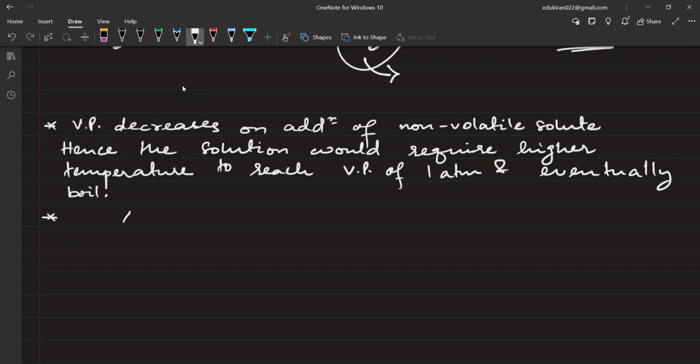So what is elevation in boiling point? Delta TB is equal to the boiling point of the solution minus the boiling point of the pure solvent. This is not a formula, rather it is a definition. Delta TB will be what you have for the solution, minus the pure solvent: the higher minus the lower. So TB minus T naught B. Please write this down. Next, we are going to see the graph of elevation in boiling point.